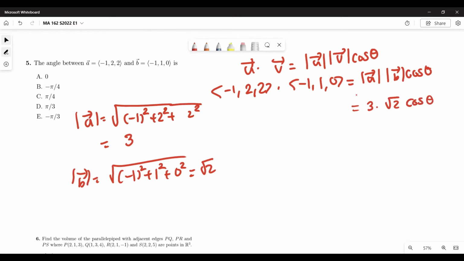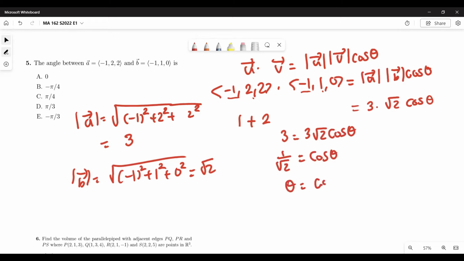And let's calculate the left side. This is -1 times -1, which is 1, plus 2 times 1, which is 2, and 2 times 0 is just 0. So 3 equals 3 square root of 2 cosine theta. And this is 1 over square root of 2 equals cosine theta. So theta is cosine inverse of 1 over square root of 2. This is just pi over 4. So the answer is C.